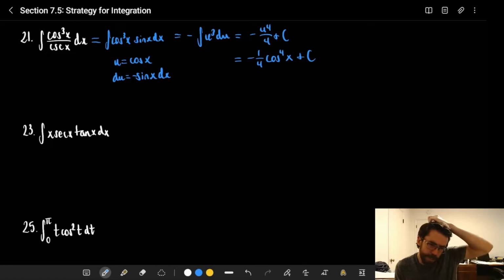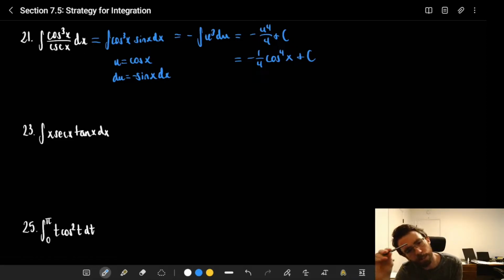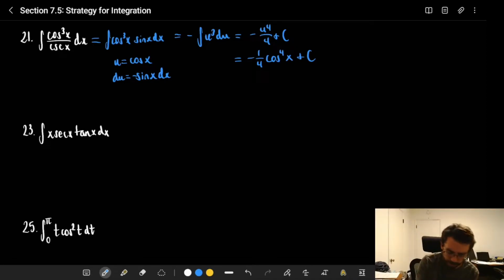Well, whenever I see secant tangent, I think that's the derivative of secant. Does that help me, though? Maybe if I integrate by parts or something, because we have the x out front? But no, then I'd have to integrate secant tangent, and I don't want to do that. Unless you swap it? That seems weird. Let's see what happens if we swap it.